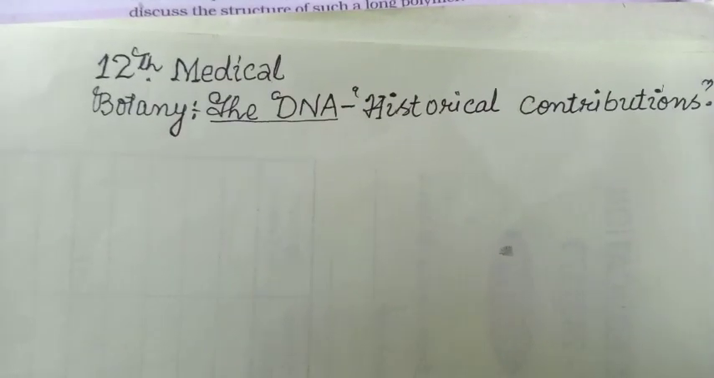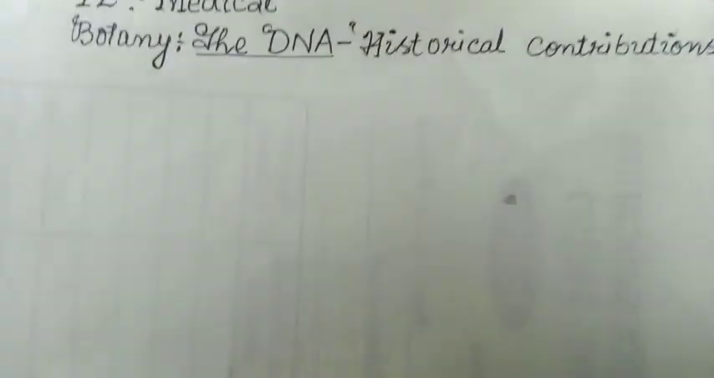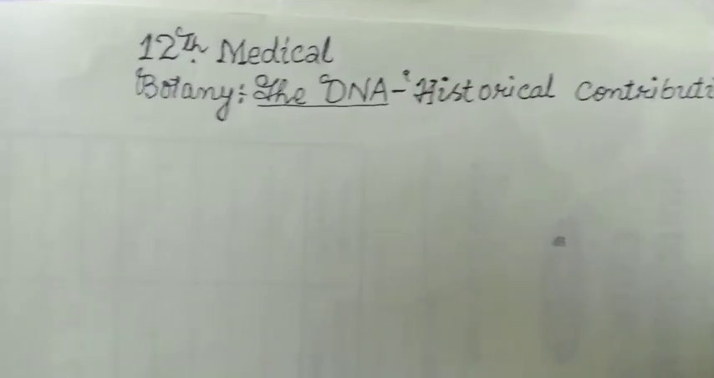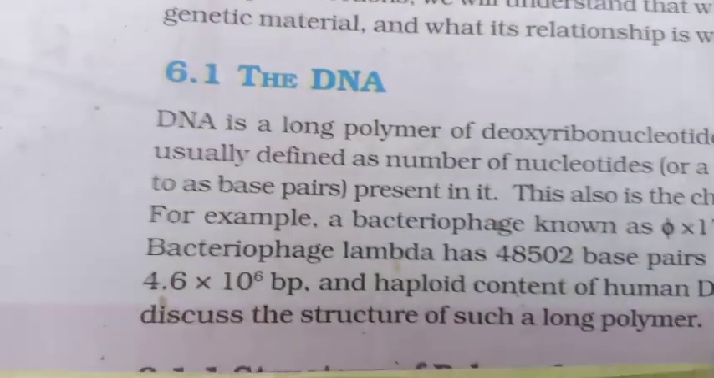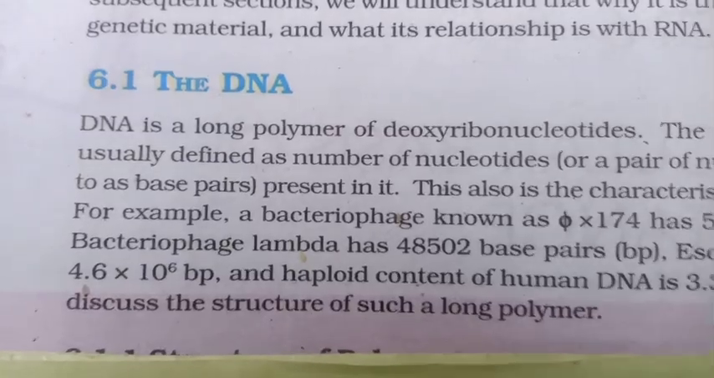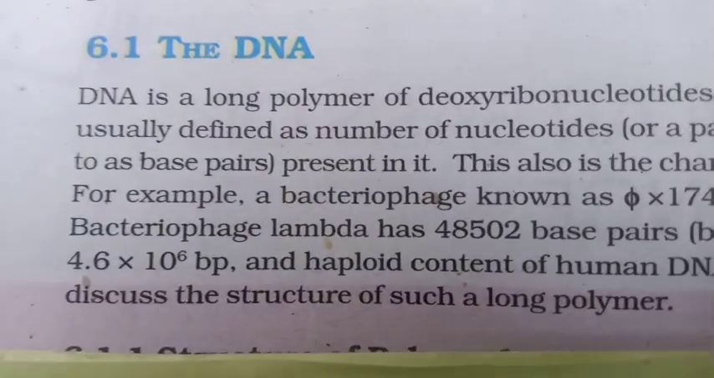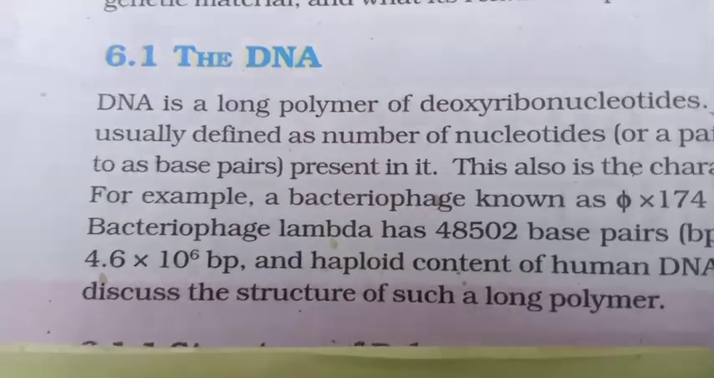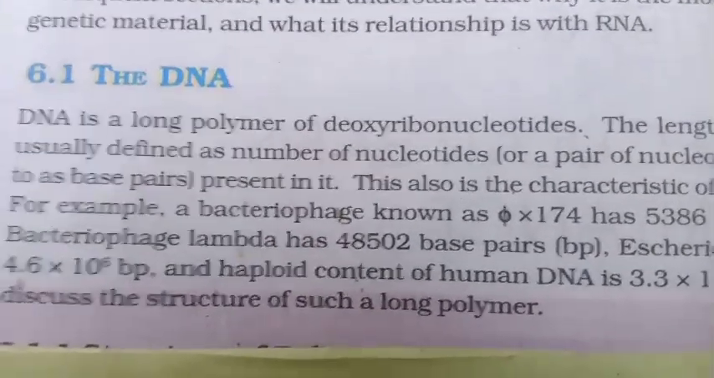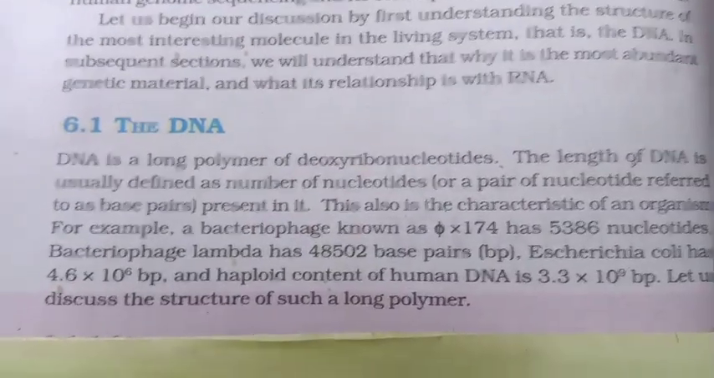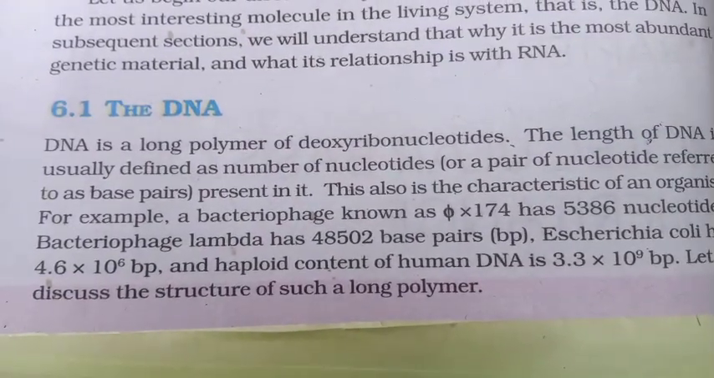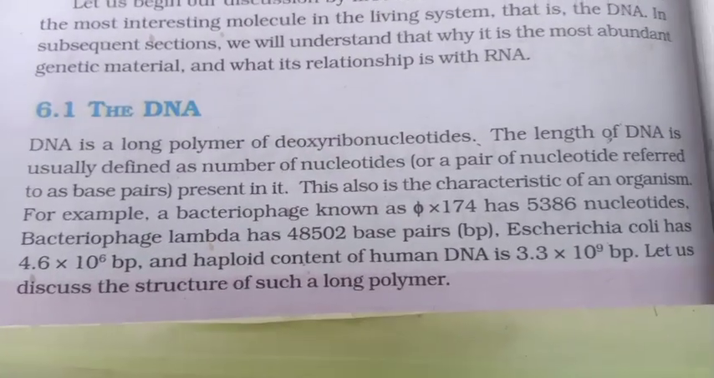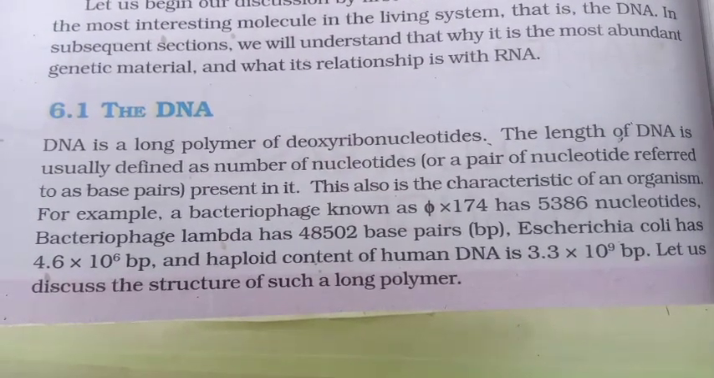This is the historical approach, or historical contributions made by the different geneticists. And firstly, a general introduction of DNA. This DNA is a long polymer of deoxyribonucleotides. In fact, DNA stands for deoxyribonucleic acid. DNA is a long polymer of deoxyribonucleotides. The length of the DNA is usually defined as the number of nucleotides, or a pair of nucleotides referred to as base pairs, present in it.